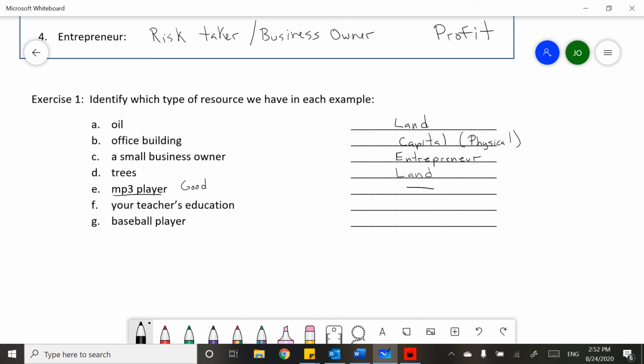Notice that this one is the only one that we don't use for anything else. It's already being produced. Now, your teacher's education. So it belongs to me. I accumulate it over time. This is a type of capital. To be specific, it's human capital. Okay. A baseball player. Now, I want you to just focus on this one. Just think of when somebody hires a baseball player to play on their team, then they are basically just labor.